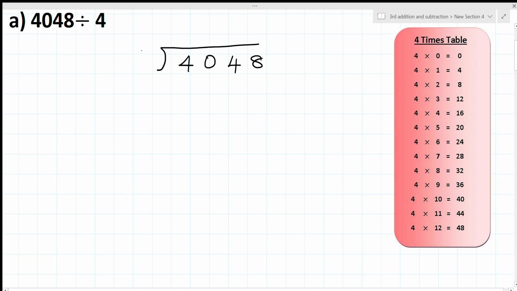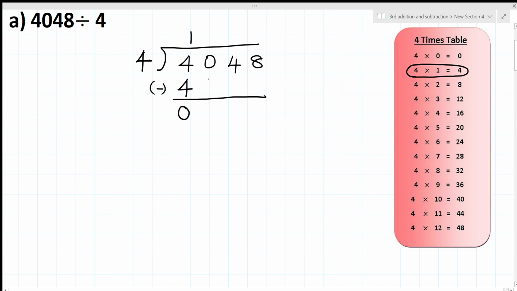Divided by 4. Here 4 is the divisor. So we are going to use 4 table. Take the first digit. Look at the table. 4 ones are 4. So we have the exact number 4. So write 1 in the quotient and 4 below the number. Now subtract 4 minus 4, it is 0.